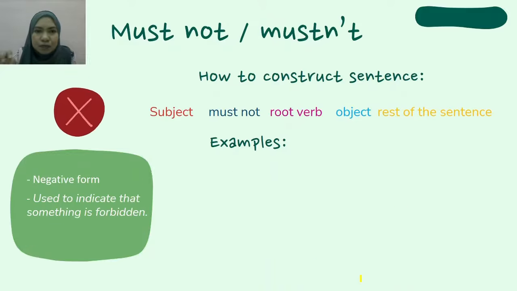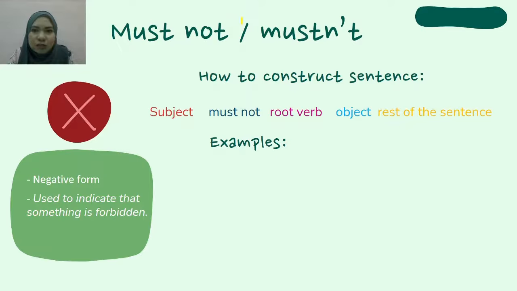Okay. Next is must not or mustn't. Okay, so what is it? It is a negative form of must. Okay, used to indicate that something is forbidden. Forbidden in Malay is dilarang. So how to construct sentence using must not or mustn't? Okay, the same as must previously, but we just change must to must not. Okay, subject, must not, root verb, object, and rest of the sentence.